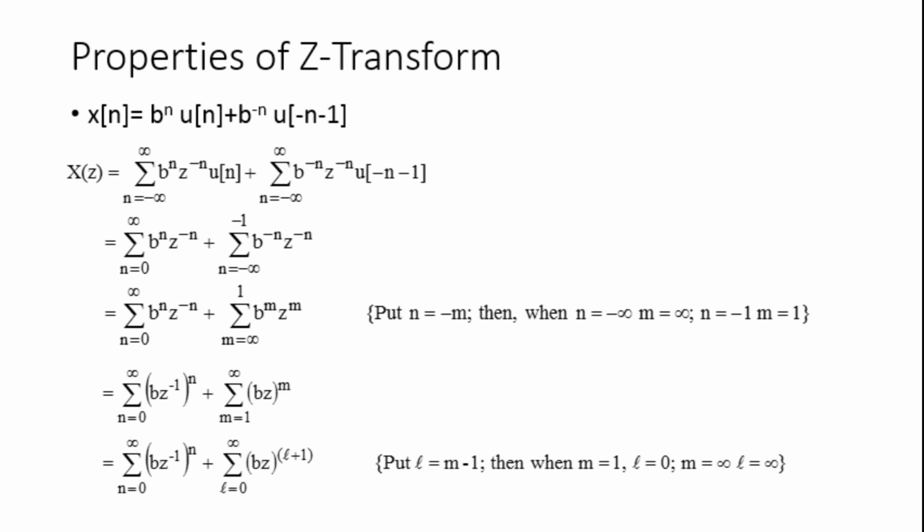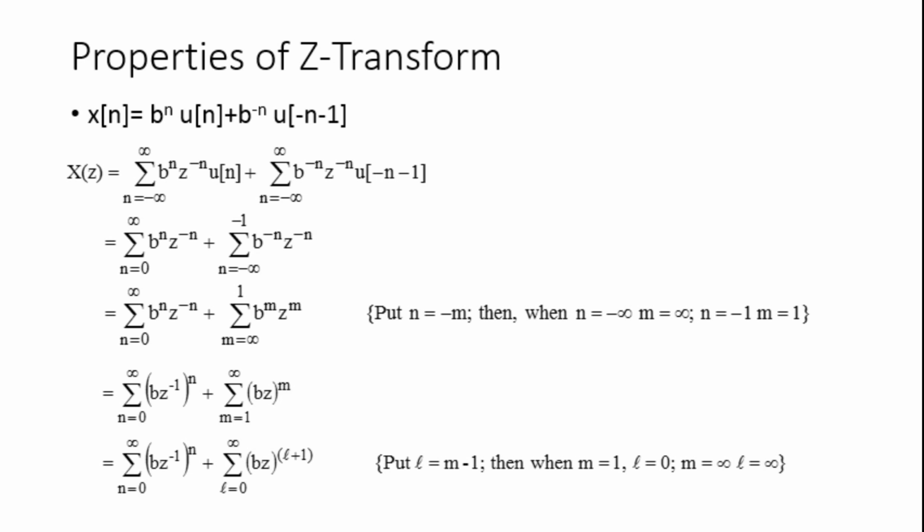Then X of z is equal to summation n equals minus infinity to infinity b to the power n z to the power minus n u of n plus summation n equals minus infinity to infinity b to the power minus n z to the power minus n u of minus n minus 1. The first summation starts from 0 because it is given u of n. So summation n equals 0 to infinity b to the power n z to the power minus n, plus once again, the summation ends at minus 1 because it is given u of minus n minus 1.